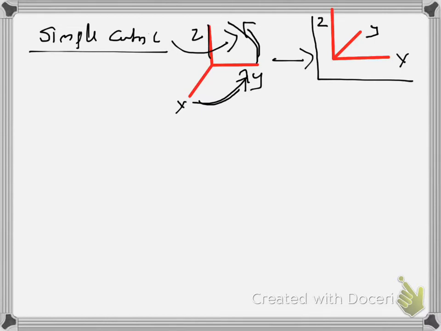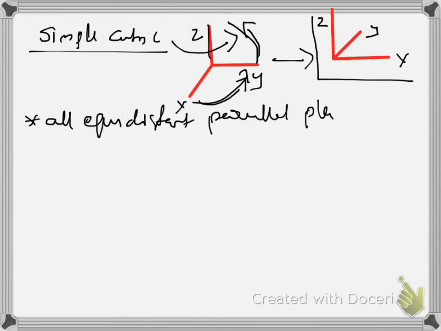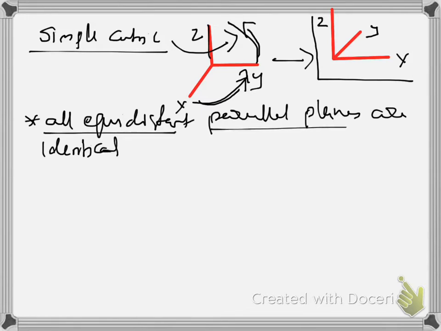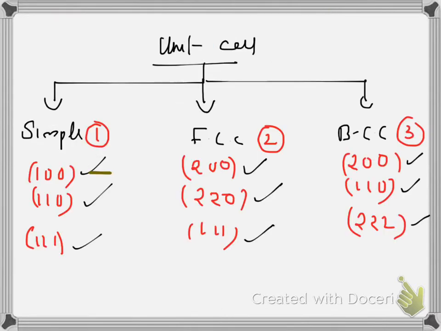Then the second point: all equidistant parallel planes are identical. Once more, all equidistant parallel planes are identical, and the coordinate axis for drawing lattice planes needs to be considered this way. So we are starting. First, we are going to the crystal planes. In the simple cubic system, they are 3 in number.